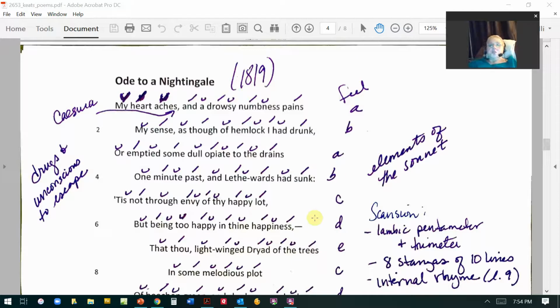So Lethe is the river that you go through of forgetfulness, right? It makes you forget, right?